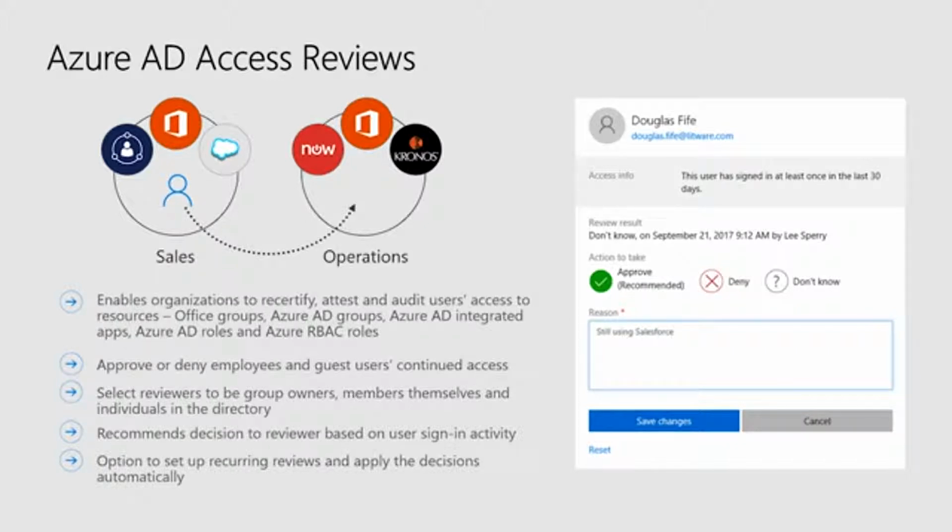So if you're reviewing a group, you can assign the reviewers to be the owners of that group. If you're reviewing guests or a large set of users, you can ask them to do the review themselves. You can ask them to review their own access. Or if you know someone specific, like the Director of Finance, you can select multiple individuals as the reviewers as well. To further streamline the process, you can set up recurring reviews and leverage our system recommendations to review your users quickly.